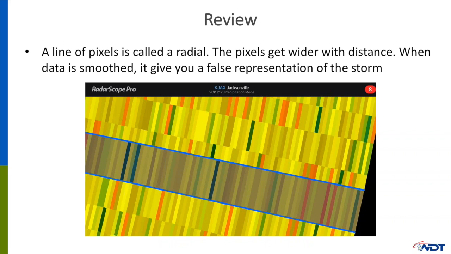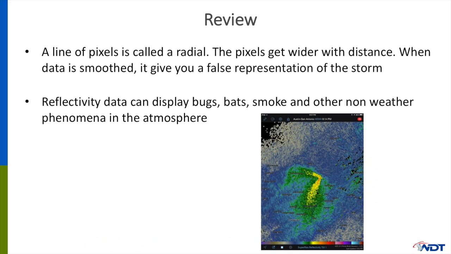Be careful of places showing very smooth data because it is giving you a false view of the storm. The Superrez reflectivity data found in RadarScope is true high-resolution radar data and is not smooth. Finally, reflectivity data is a great way of viewing storms, but it also shows non-weather phenomena like bugs, bats, and smoke. Next week, we will be talking about velocity data.